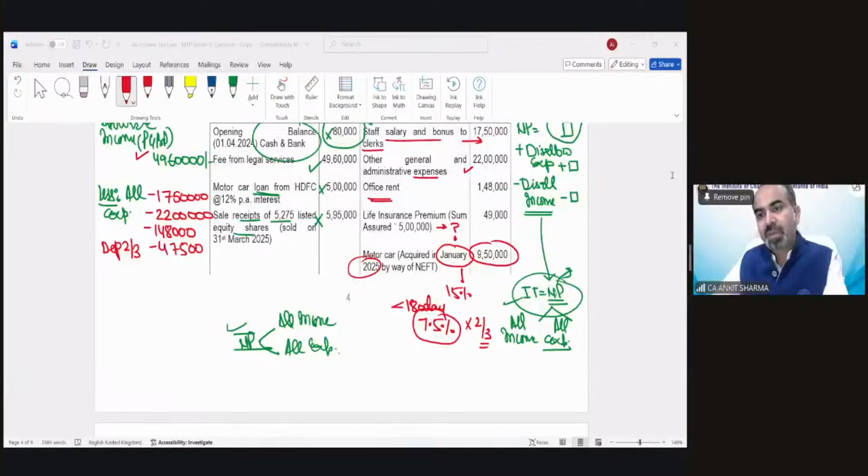If it was Keyman, we can include, sir. Yes, if it was a Keyman insurance policy premium we have paid for the purpose of any employee, then we could claim it, of course.